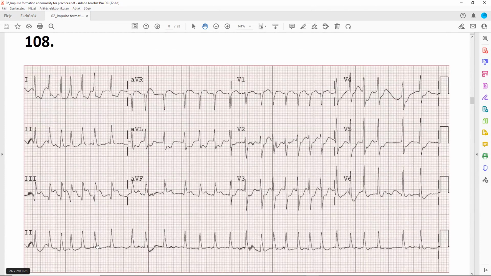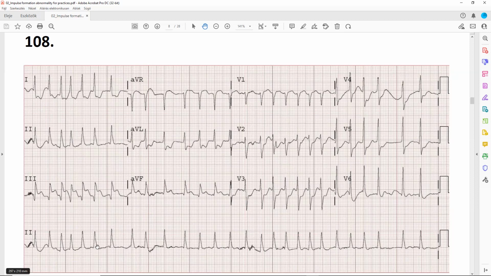Well, it's mine. I'm kind of lost here. Okay, so it looks like the second part of the lesson, nobody watched it or nobody understood it. It's okay, because next time we will have the same impulse formation, but we add the conduction abnormality. So it's no problem, we will catch up with all things.